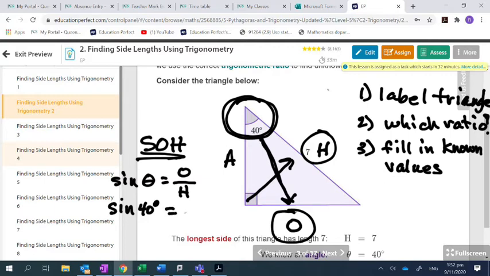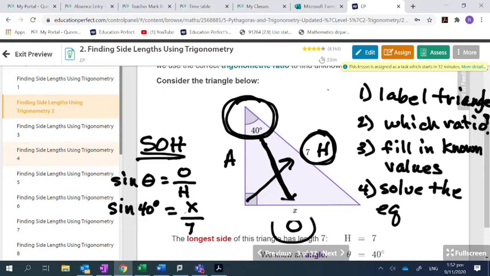If it's going to confuse you, don't. Equals. What is my opposite in this case? X, right? They give you the value there. It's x, so that goes in place of that. What is my hypotenuse? 7. So all I've done is fill in the known values. And then finally, solve the equation. And this is where all the work is.